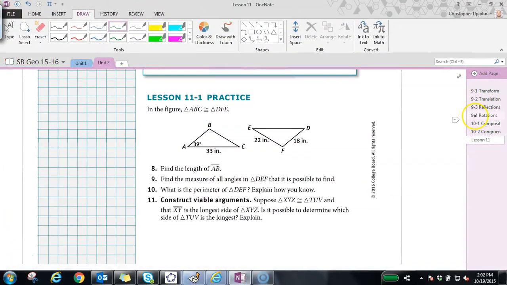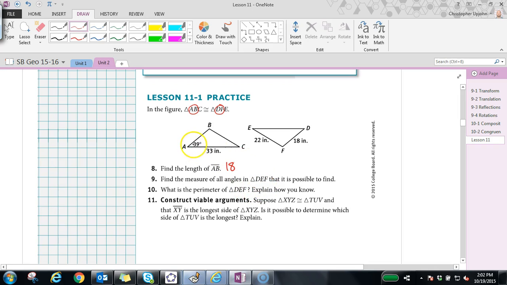If we're looking at this, we just have to find ones that match up. Find the length of AB. Well, AB goes with DE, and DE is 18, so AB is 18. Find the measure of all the angles in DEF. Well, 39 is A, so D is 39. And that's all we can figure out. We don't know angle F, we don't know angle E, B, or C. The measure of angle D is 39 degrees.